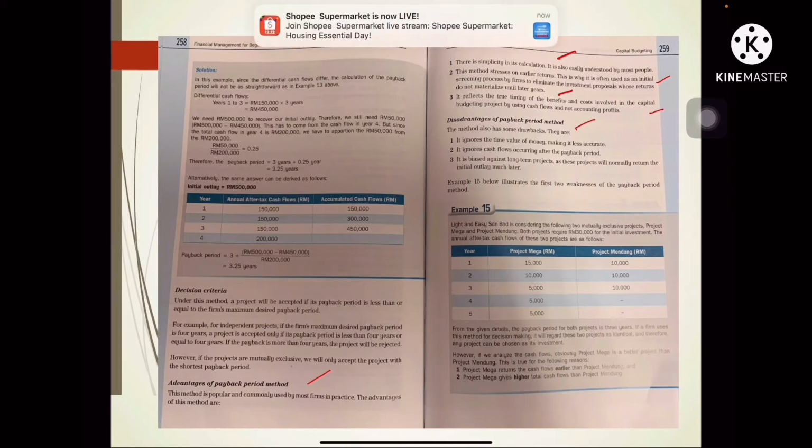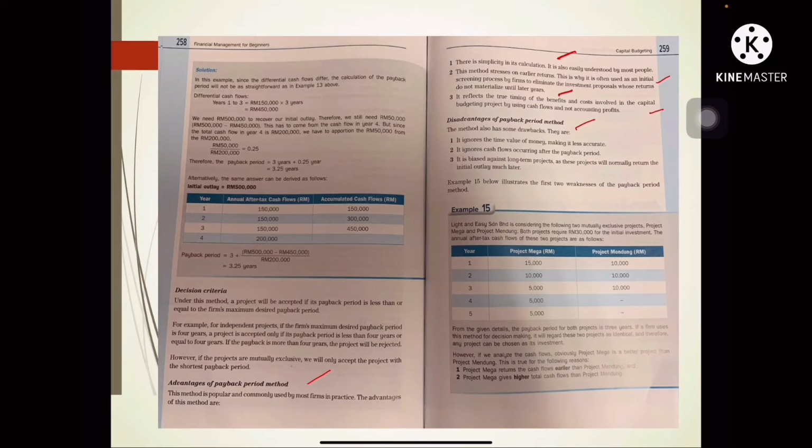So what are the disadvantages of the payback period? Number one, it ignores the timing of return. Number two, it ignores the cash that we receive after the payback period, because we focus only until we get back our initial outlay, or the capital that we paid at the beginning. So it is biased against long-term projects, because such projects will normally have returns much later. For some projects, the return will be at the end and not at the beginning.